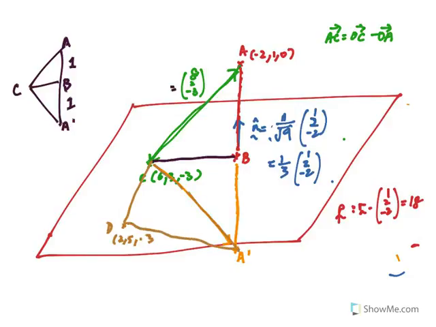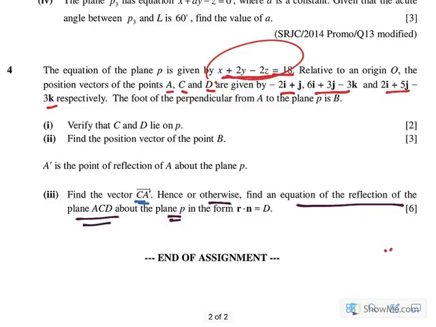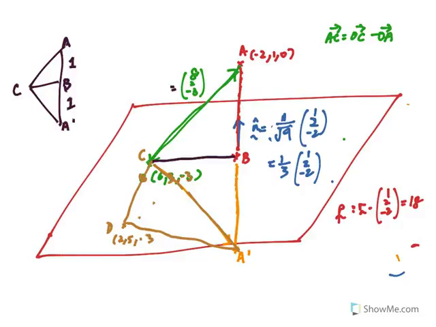So we're actually looking at DCA prime: D, C, and A prime. This is my C, here. How do we find the equation of the reflection of plane ACD? ACD is actually here. What if I reflect it? I'm going to get DCA prime, because you see, I reflect, and this is what I get.